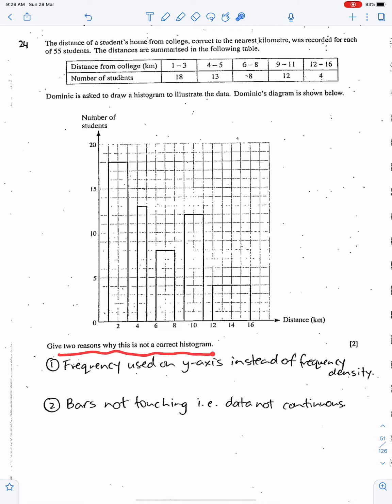Give two reasons why this is not a correct histogram. Because frequency is used on y-axis instead of frequency density. This is the first wrong thing on this histogram, and the second wrong thing is bars are not joined. Bars are not touching, data not continuous.